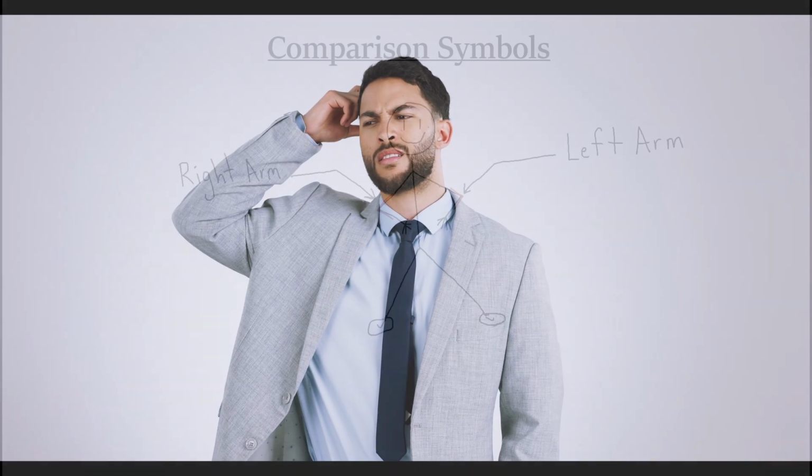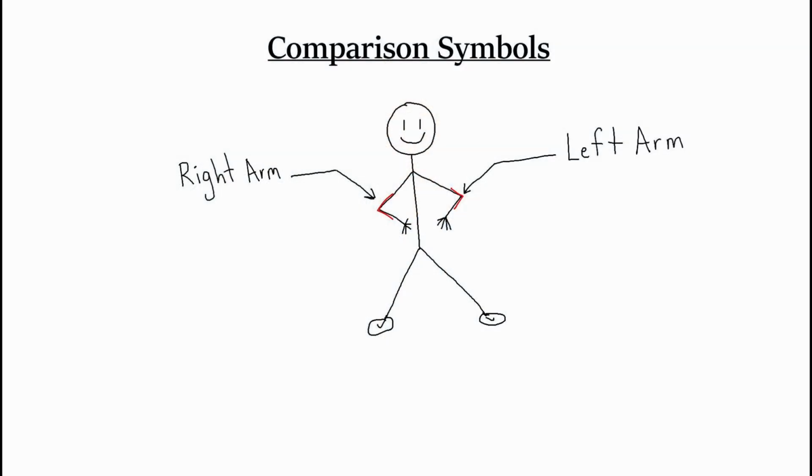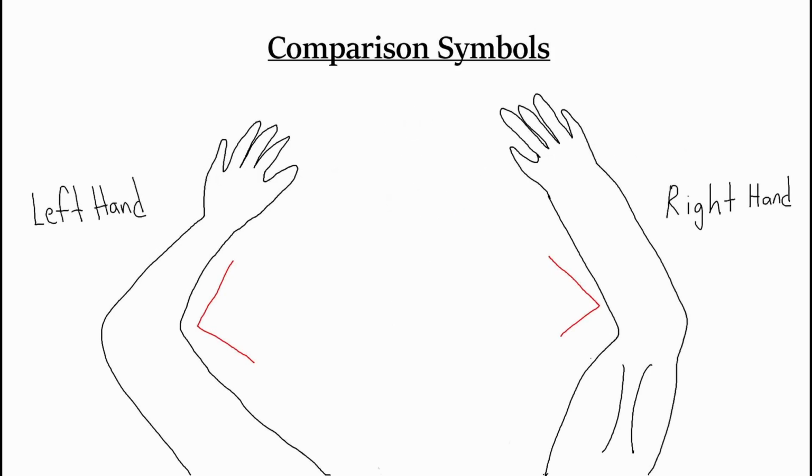If you are ever in doubt which sign is less than or greater than, make your left arm in the form of one of the signs and do the same with your right hand. Your strong hand, presumably your right hand, is the greater than sign, and your left hand is the less than sign. And of course, it's the opposite if you are a left-handed person.